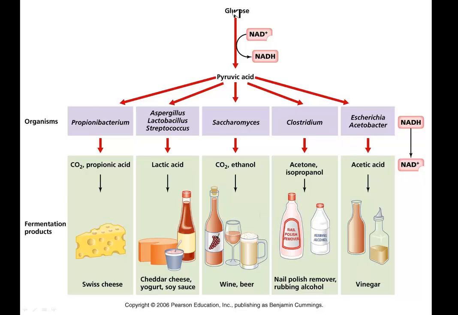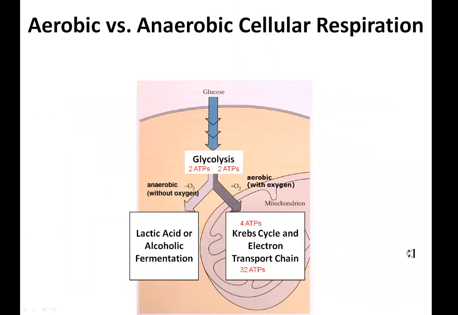Here's an example where we take that glucose and make it into pyruvate, and if we take different kinds of bacterium or different kinds of yeast, we can come up with different types of alcoholic fermentation or lactic acid fermentation and come out with cheeses of different types, yogurts, soy sauce, wine, beer, nail polish, rubbing alcohol, and vinegar of all types of flavors, all with fermentation products using different organisms, taking glucose and making pyruvate, not having mitochondria to take it any farther. So these are all byproducts of fermentation.